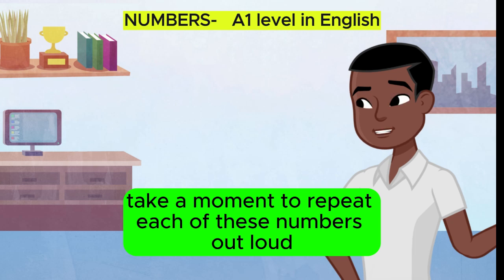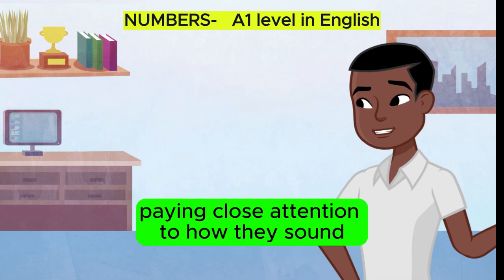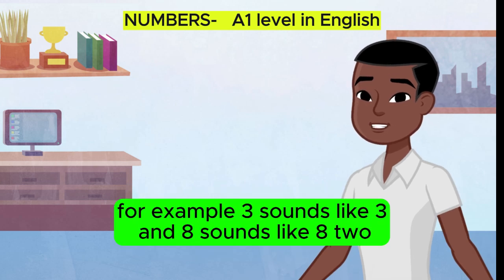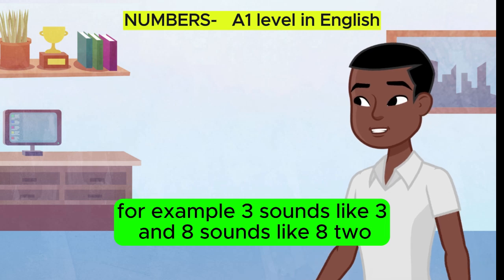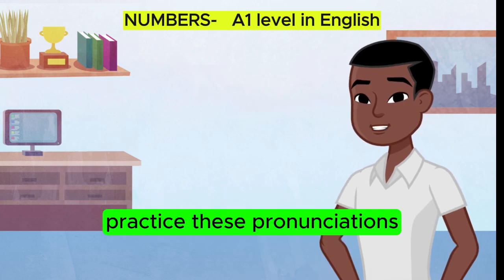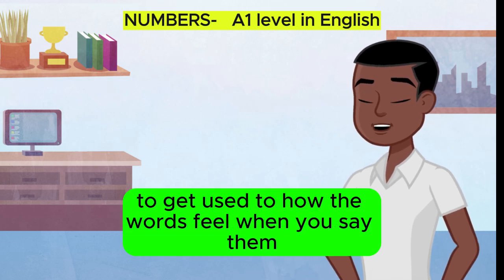Take a moment to repeat each of these numbers out loud, paying close attention to how they sound. For example, 3 sounds like "three," and 8 sounds like "eat." Practice these pronunciations to get used to how the words feel when you say them.